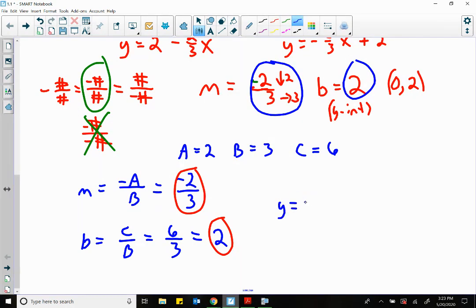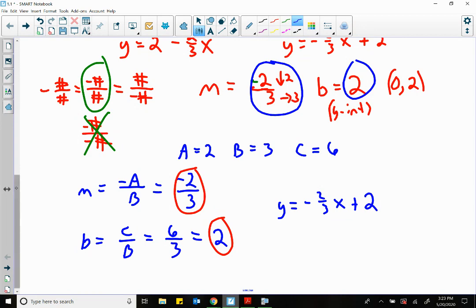Y equals negative 2/3 X plus 2. See, now you converted to slope-intercept. And now you can graph slope-intercept if you wanted to, just like what we did before.